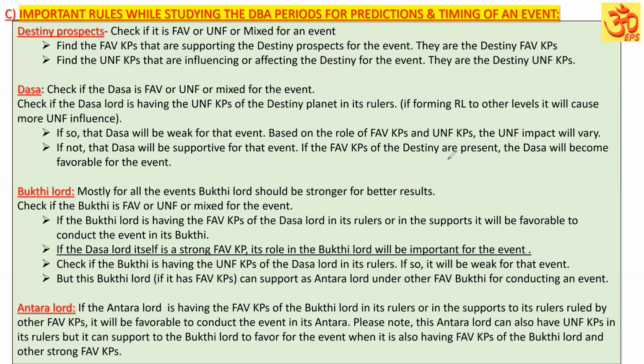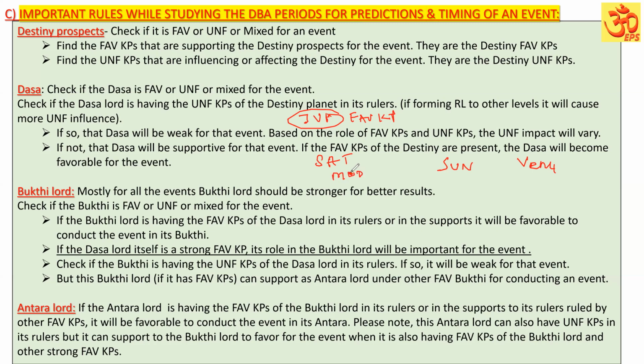For example, Sun is one Buddhi and Venus is another Buddhi. Now the dasa lord is Jupiter. Jupiter itself is a strong, favorable key planet, the Jupiter dasa lord itself. So among the Jupiter star level, sub level, suppose Saturn is playing, and for example, Moon is playing.